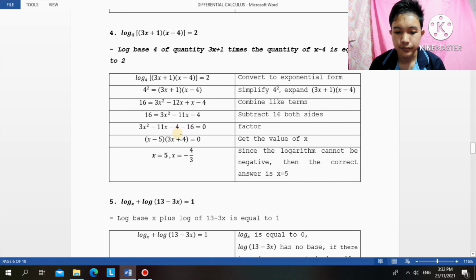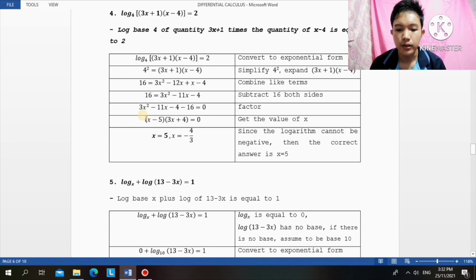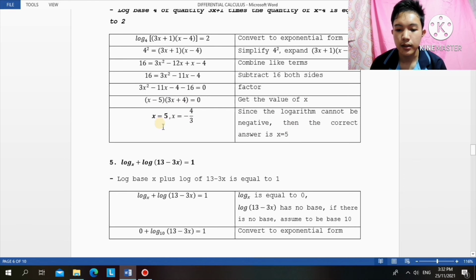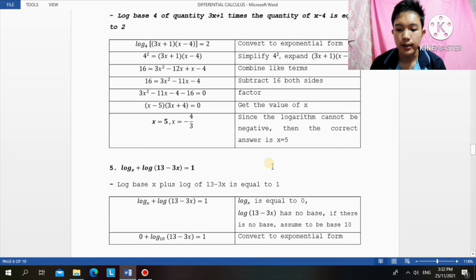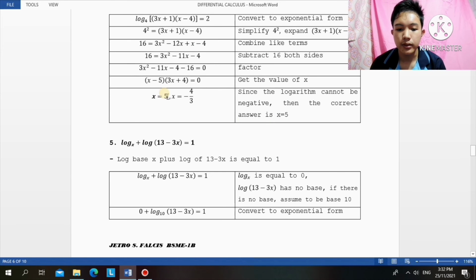Then factor to get the value of x. The factors of 3x squared minus 11x minus 20 are x minus 5 and 3x plus 4. So get the value of x. The values of x are x is equal to 5 and x is equal to negative 4/3. Since the logarithm argument cannot be negative in this equation, the correct answer is x is equal to 5.